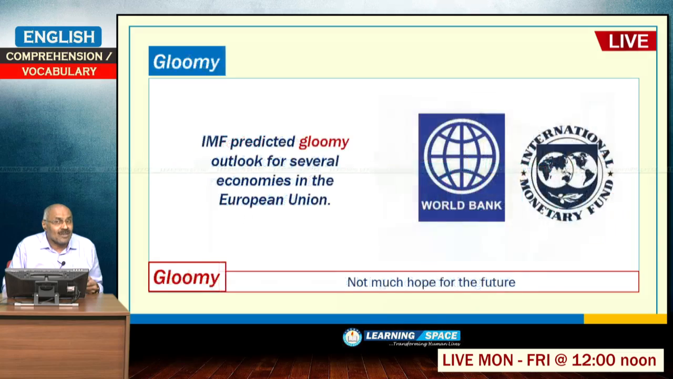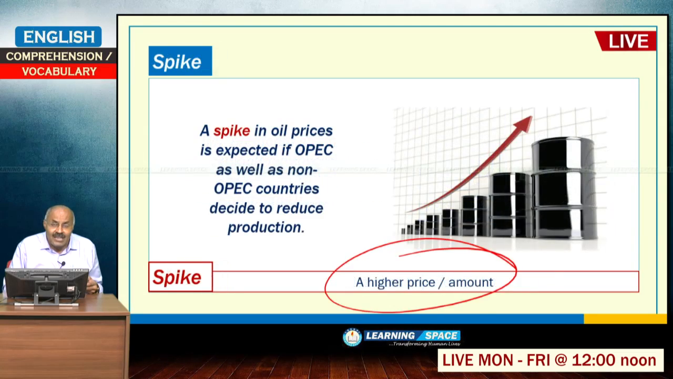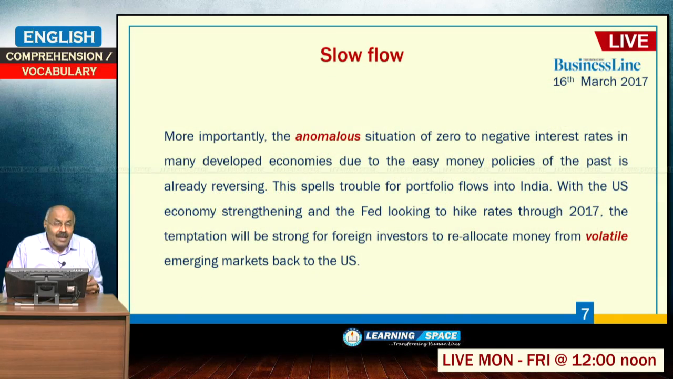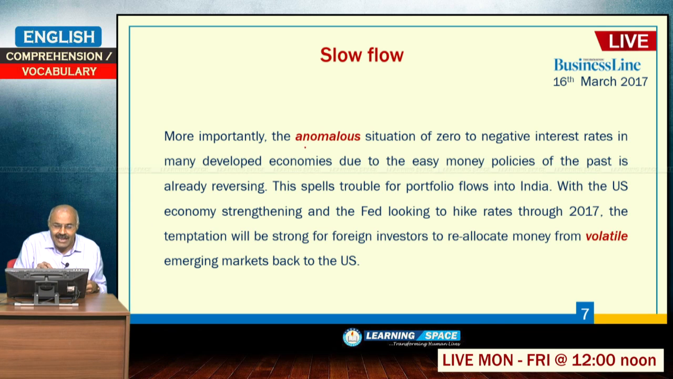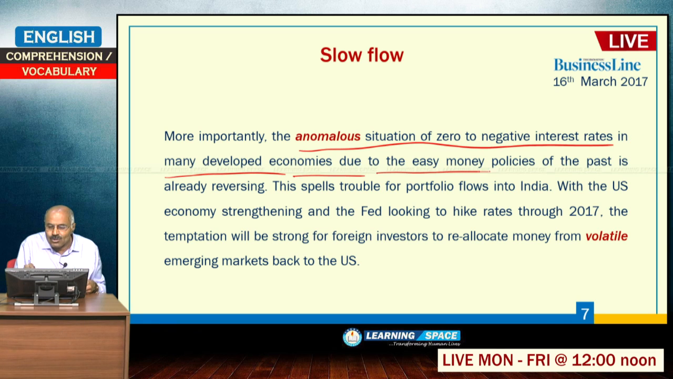So, what is the meaning of this paragraph? The meaning of the paragraph is that everything is not going to be rosy. The tailwinds which were advantageous to our economy till recent times may vanish in the next financial year. More importantly, the anomalous situation of 0 to negative interest rates in many developed economies due to the easy money policies of the past is already reversing.